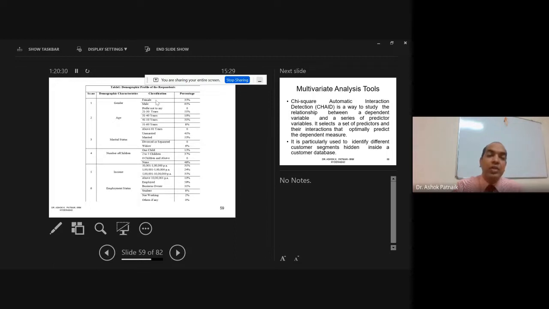Obviously, everything will total 100. Gender total will be 100%. You try to show them in percentage. It will be very easy to understand, or it is very easy to accept the points.